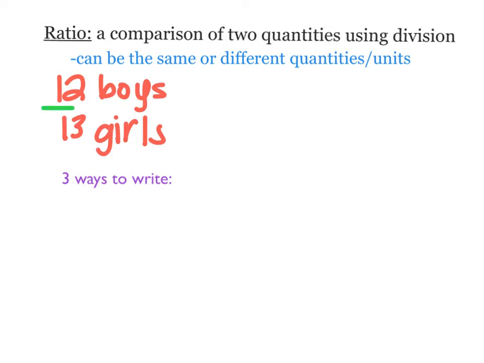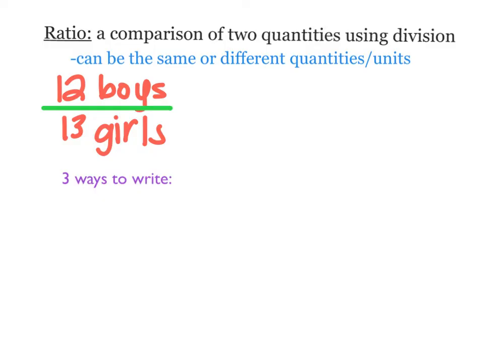So I'm going to just throw a division line in here. So basically, I just wrote a ratio. It's saying I have 12 boys divided by or compared to 13 girls. Now, there are different ways, 3 ways that you can write a ratio. One way to write a ratio is as a fraction. So I wrote 12 boys over 13 girls.